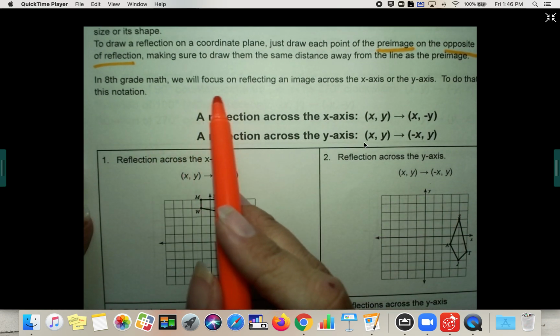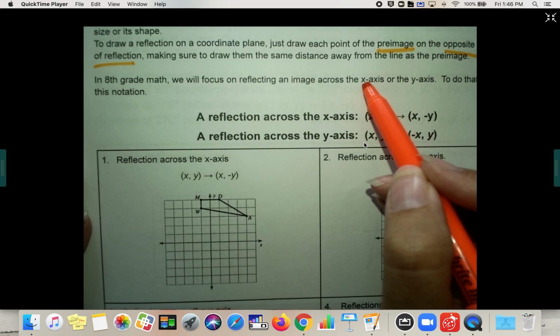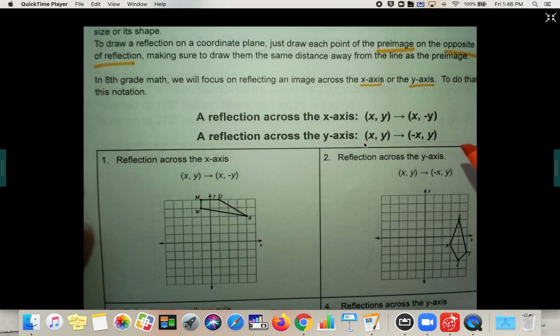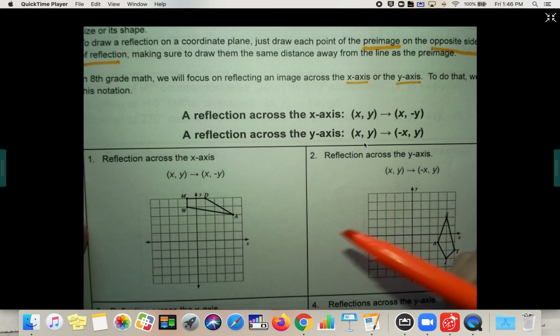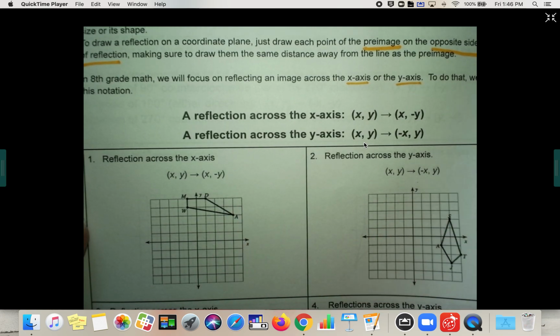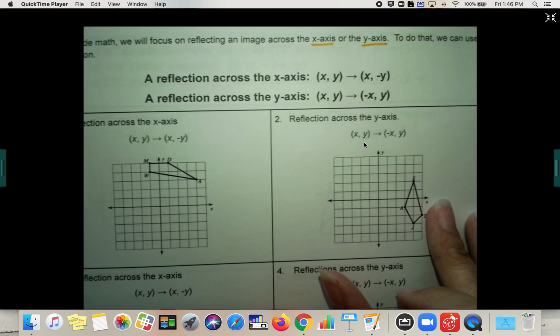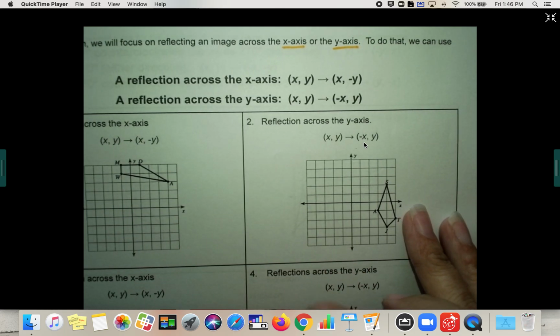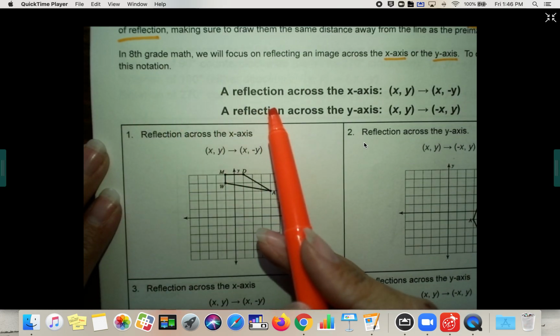In 8th grade math, we will focus on reflecting an image across just the X or Y axis. When you get into high school, you will flip it across more lines than just the X or Y axis. But for our purposes, we're just going to flip over the axes. To do that, we can use this notation below.